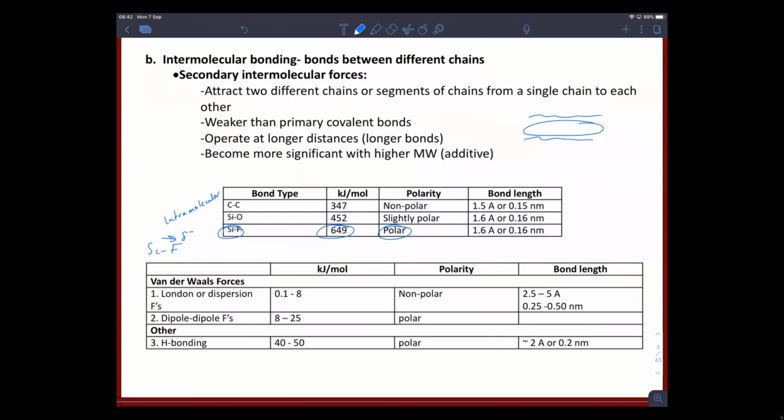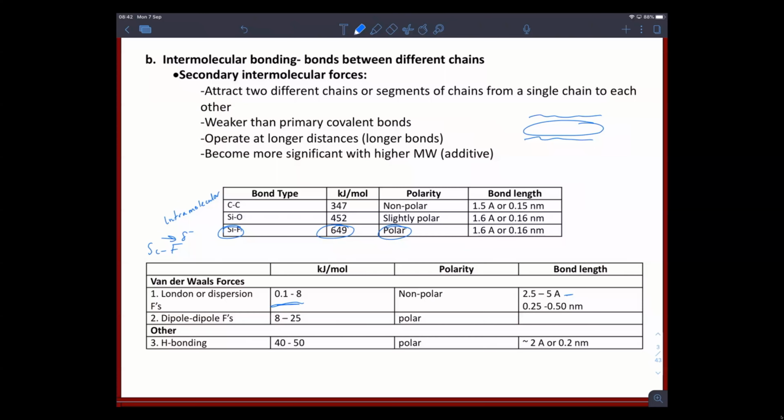list them in order of strength. So London or dispersion forces, it's kind of an electron movement, the spontaneous attraction and repulsion. They have relatively low strength, and they're non-polar. The bond length is fairly large for those things.